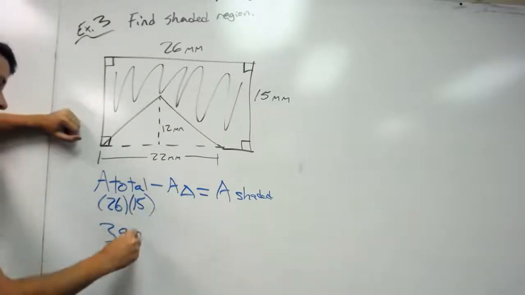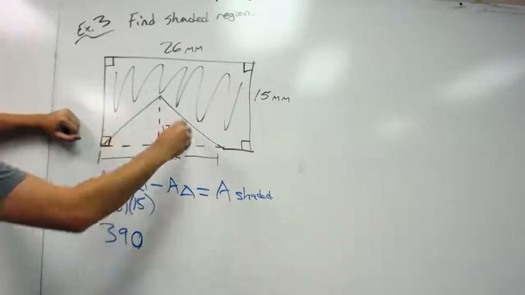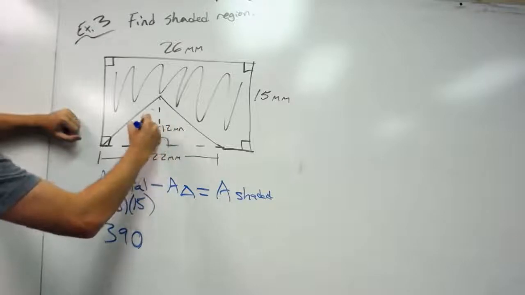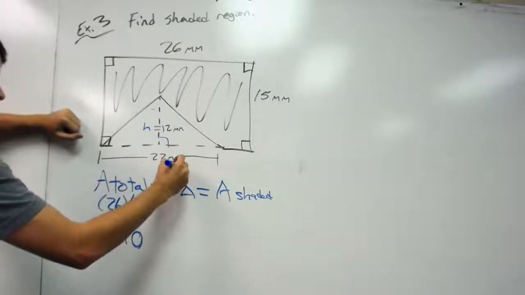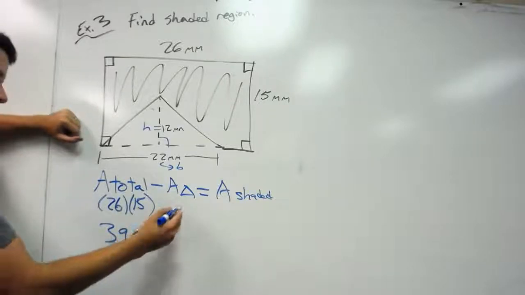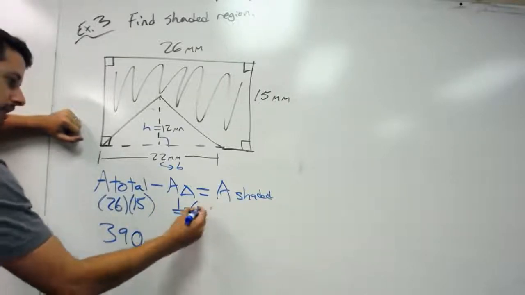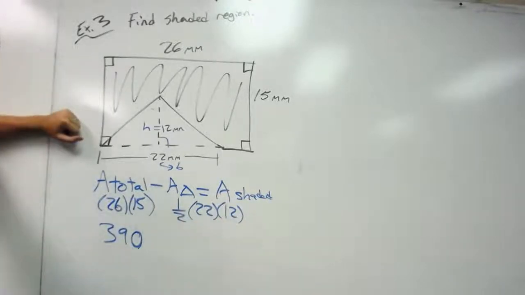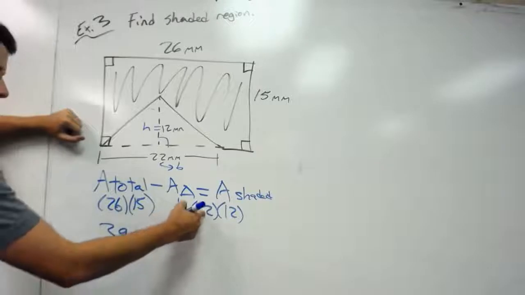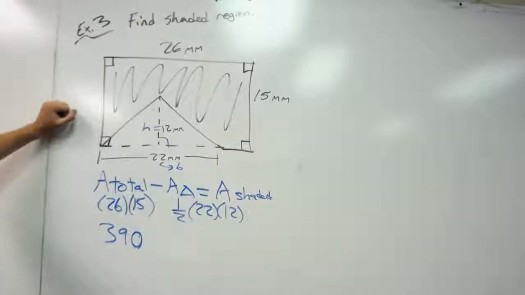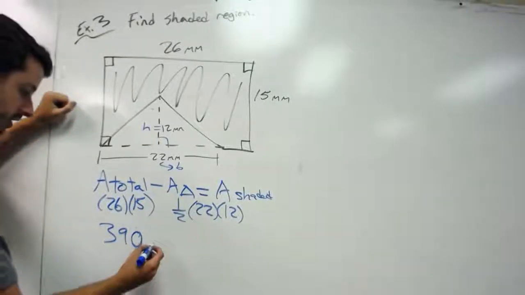Now we need to find the area of the triangle. Well, we have a height of 12, that's perpendicular. That's our height, and it just gives us the base of 22. So we plug that into our formula of 1/2 base 22 times height 12. 1/2 of 22 is 11. So 11 times 12, however you want to put it in your calculator. That area is 132.